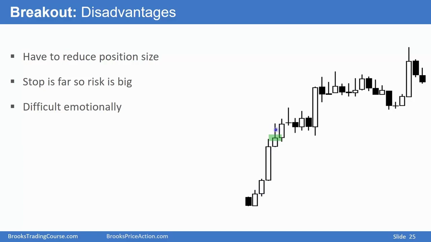Also, the market suddenly is moving quickly, and unless you've traded a long time, it can be very difficult emotionally. You say, my gosh, I don't know what to do. I'm afraid this is moving so fast. Maybe it'll move just as fast back down. Traders get paralyzed by fear.